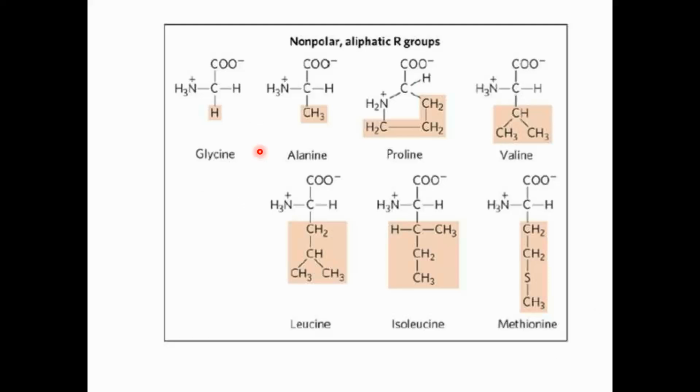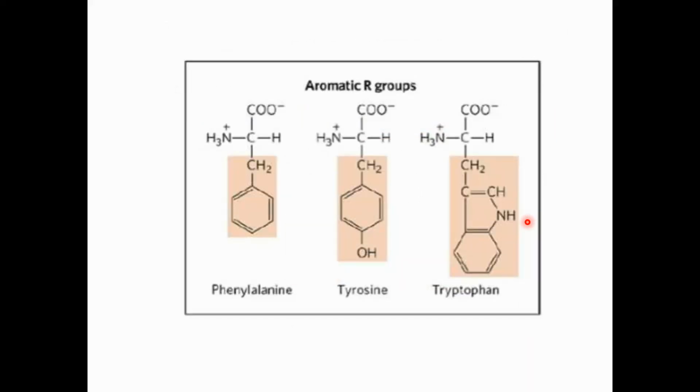So all these amino acids, glycine, alanine, proline, valine, leucine, isoleucine, and methionine, are non-polar, and these have an aliphatic R chain, meaning they have an open chain. So another type of amino acid, another classification of amino acid, is the aromatic amino acid, or all those amino acids that have an aromatic R chain.